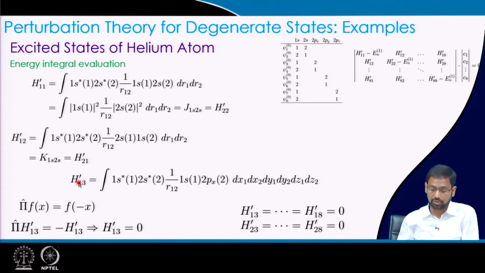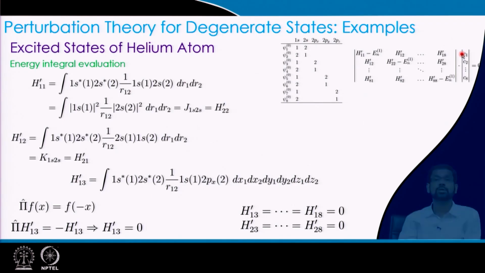Similarly, we can show that not only h prime 1 3, but h prime 1 4, h prime 1 5 and so on will become 0, and also h prime 2 3, 2 4, 2 5. So all these off diagonal elements beyond the second term would become 0. Now we still have many other energy integrals to evaluate and then look at the solution, but all those things we will take up in our next class.